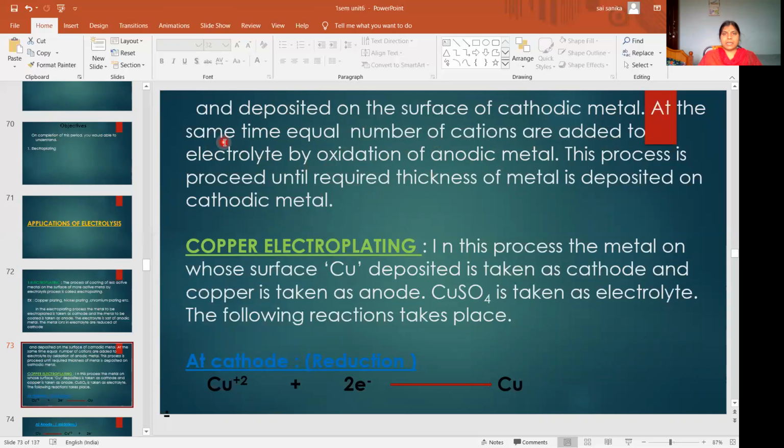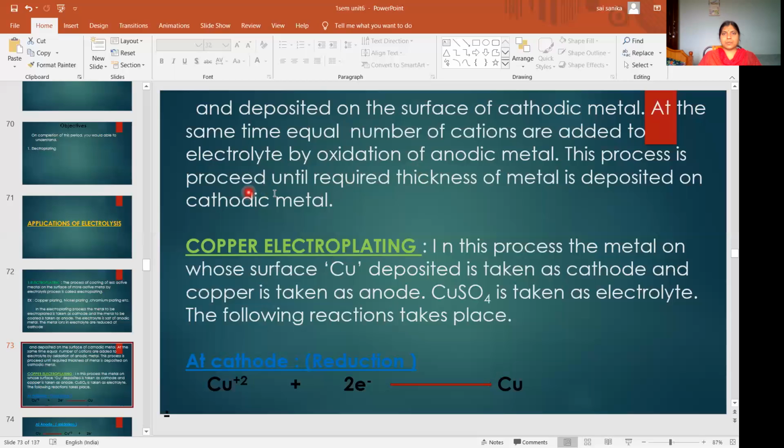So here, whatever metal ions are present in the solution move to the cathode and undergo reduction. Meanwhile, an equal number of cations are added to the electrolyte. From where? By oxidation of the anodic metal. At the anode, which reaction always takes place? Oxidation. The anodic metal undergoes oxidation, so some cations are formed, and those cations are added to the electrolyte.